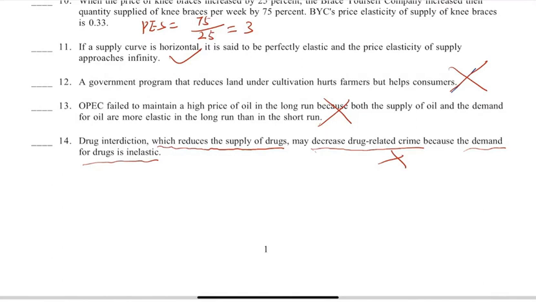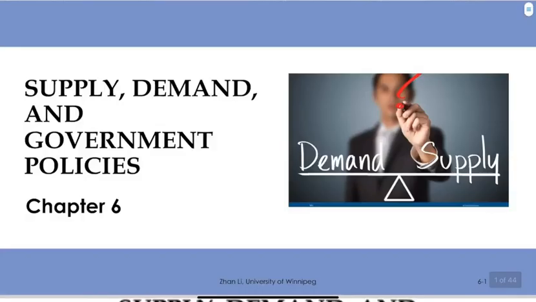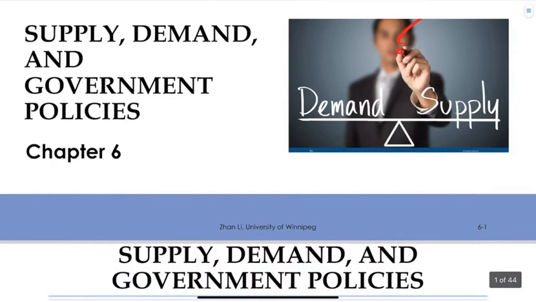Okay, that's for chapter 5. So now let's proceed to chapter 6. Chapter 6 is about applying what we have learned, supply-demand elasticity, to analyze government policies. We would basically talk about two kinds of policies. The first is about price control. The second is about taxes.